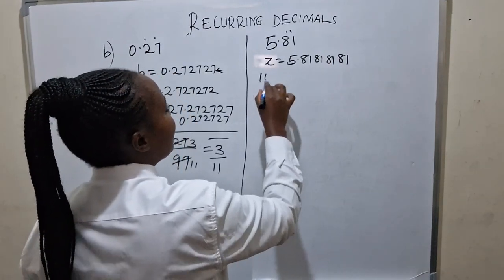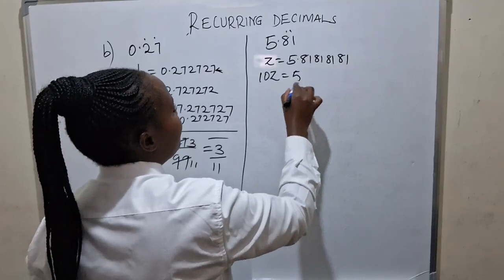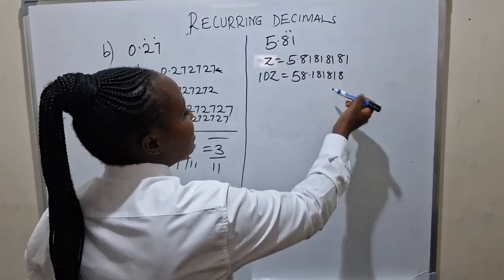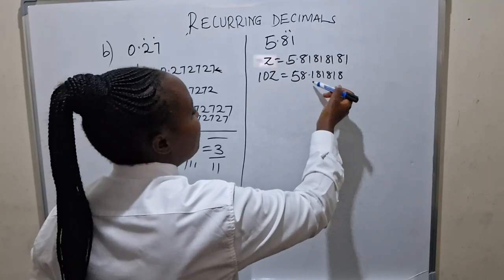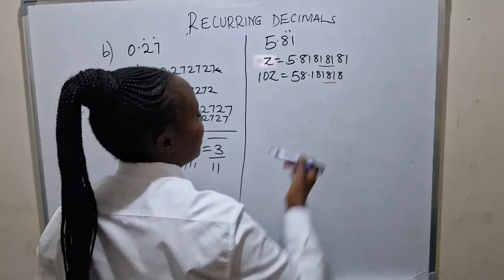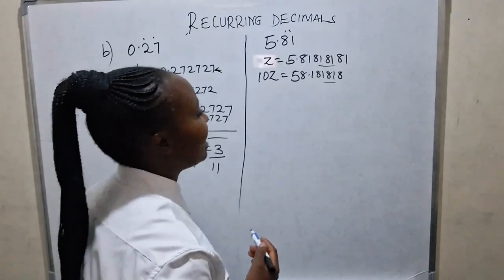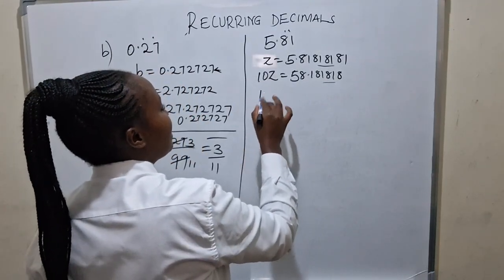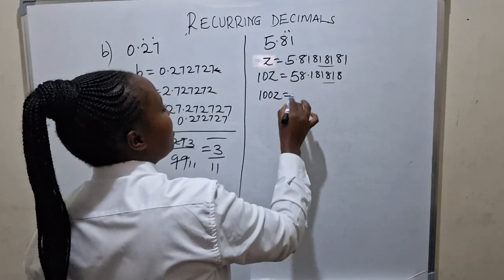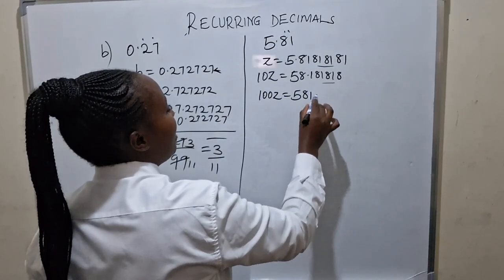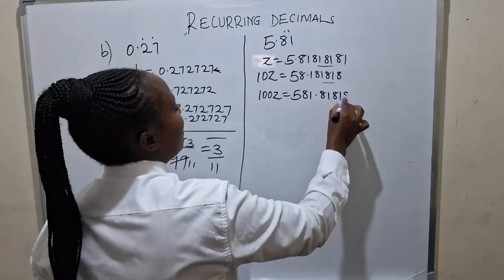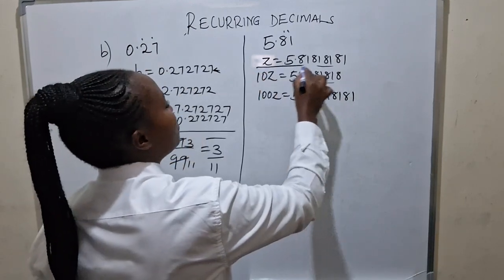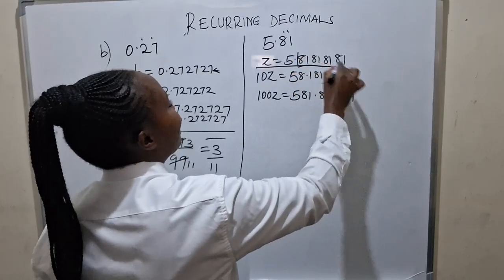So multiply both sides by 10. So we have that 10z is 58.181818. Our after decimal place number is not the same as this one, so we cannot subtract. Again, multiply both sides by 10. So 10z, we multiply by 10, that is 100z, is equal to 581.81818181. Okay, so we can then subtract this one, so we can get rid of this part here.